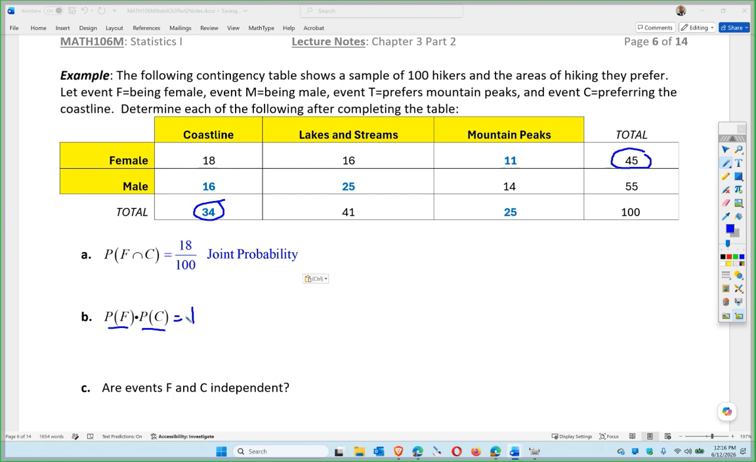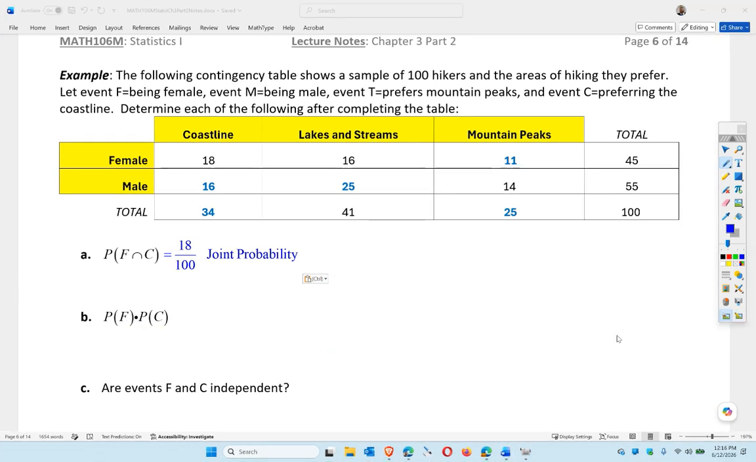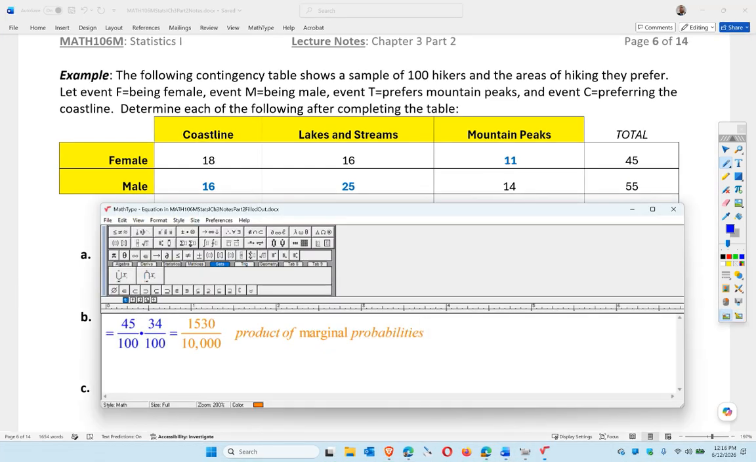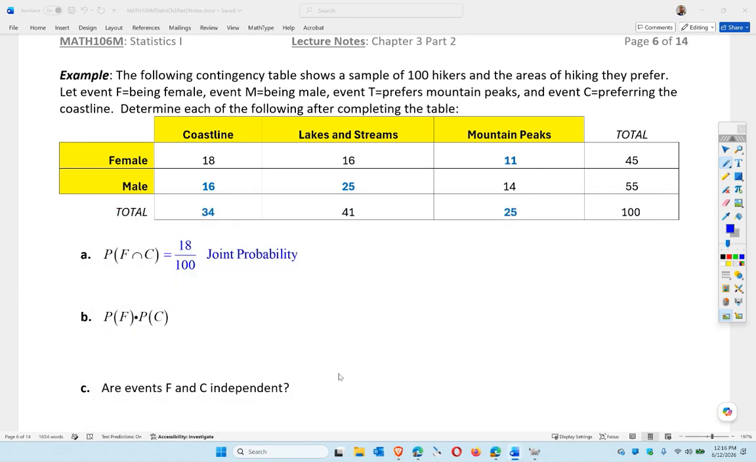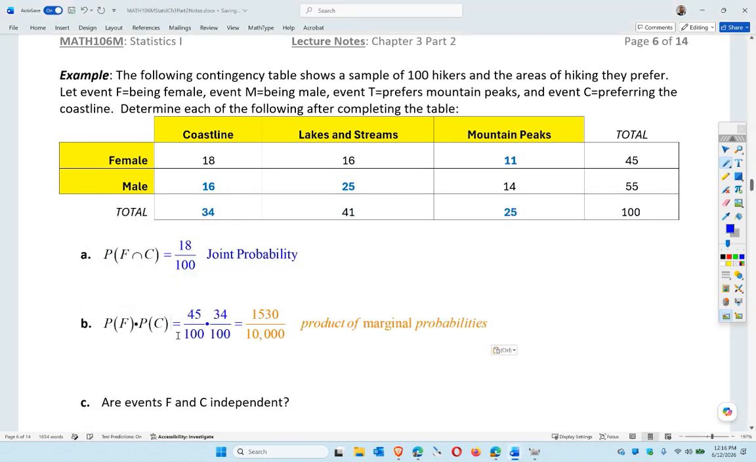So that's 45 out of 100 times 34 out of 100, right? So that's 1530 out of 10,000. Okay, so that's basically a product of marginal probabilities, isn't it? We're just taking two margins and multiplying them, right? Okay.